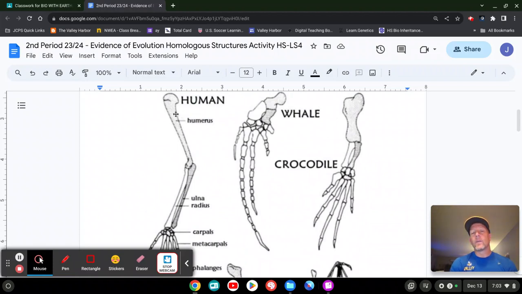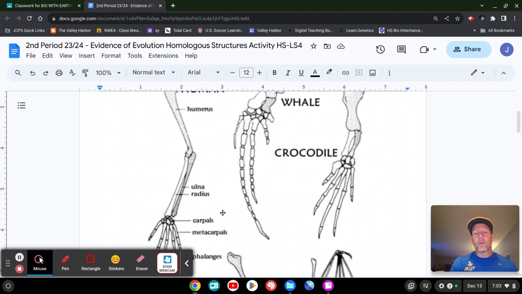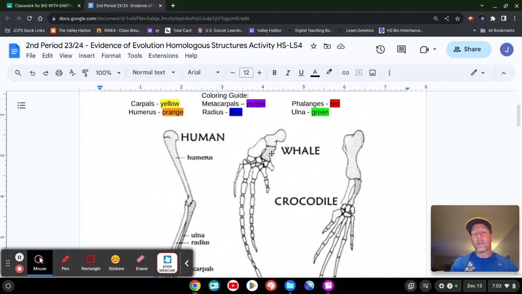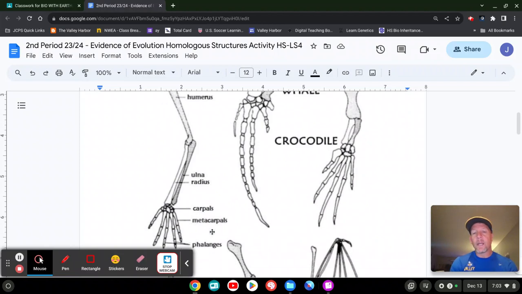Well, if you look and notice, each of them has a humerus. Each of them also has a radius and an ulna. That's these two bones. They look very different because it's a different organism that over the period of evolution, whatever that time scale may be, it's taken time to make changes. They also all have carpals. That's these little bones, right? We call them wrist bones. You have your metacarpals and your phalanges.